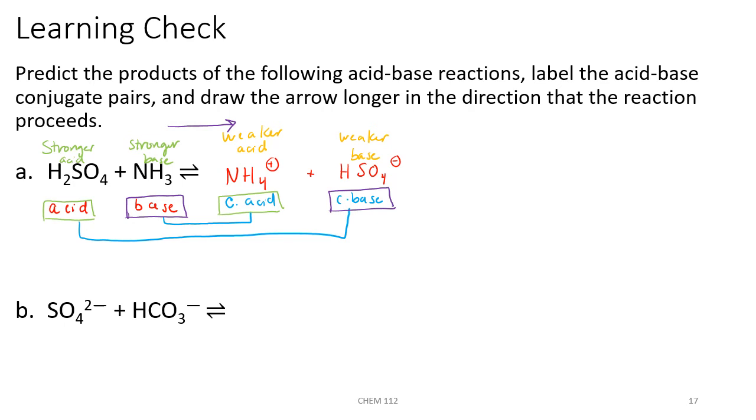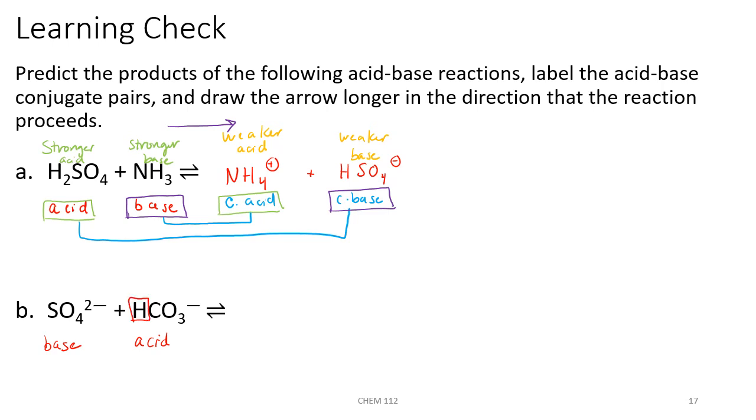For the next example, we have SO4 2- , the sulfate ion, reacting with HCO3-. Notice that SO4 2- doesn't have any protons that it could donate at all. So that one has to be our base because it doesn't have a proton. Whereas HCO3-, the hydrogen carbonate ion, will have to be the species that's acting as our acid because it has a hydrogen ion that it could donate.